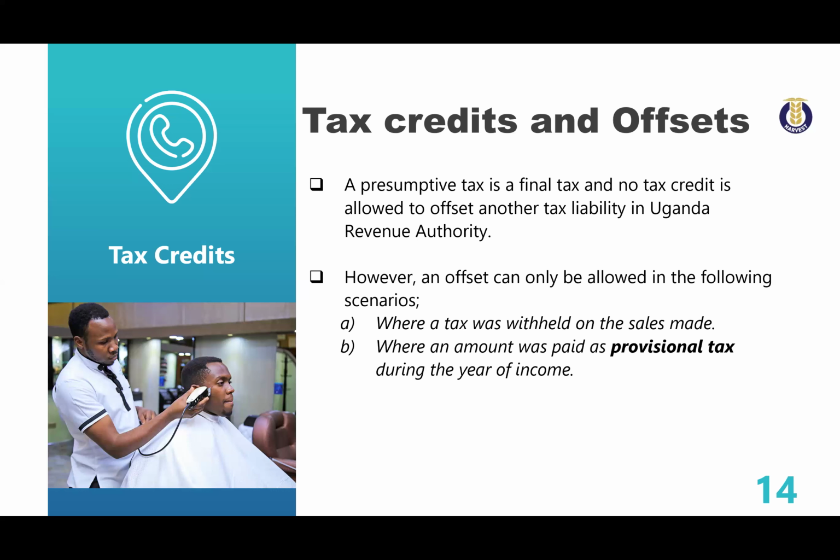Again, what I don't encourage small taxpayers to do is the provisioning. Yes, it is okay. You can do provisioning or you can file a provisional tax. We're going to be talking about provisional tax. If you're a small taxpayer, you can go ahead and do that, but you must follow all the rules of provisional tax. So if you did some provisional tax, paid during the year, you can also offset the amount that was paid as provisional tax during the year of income.